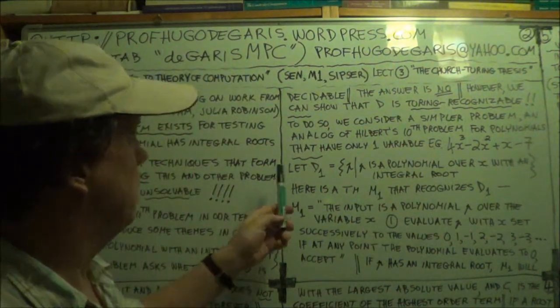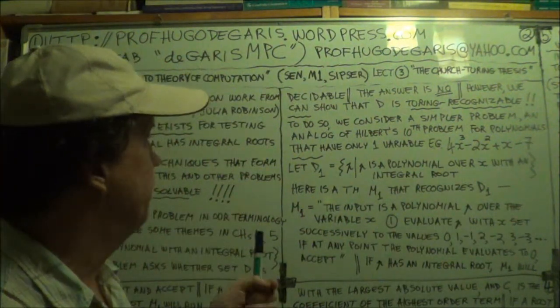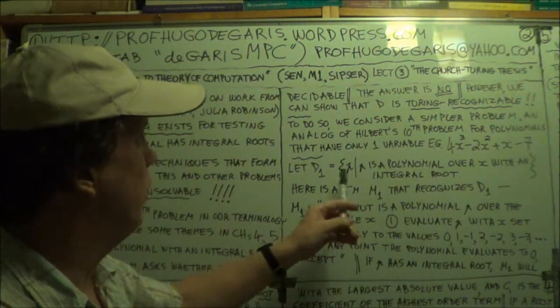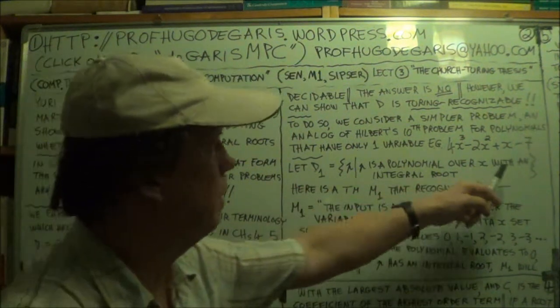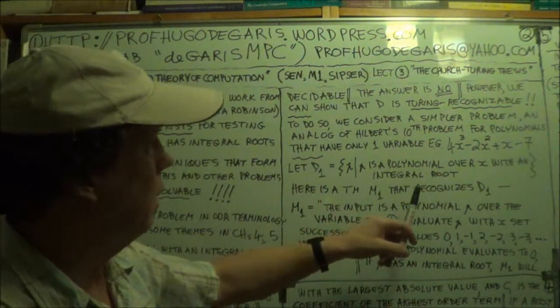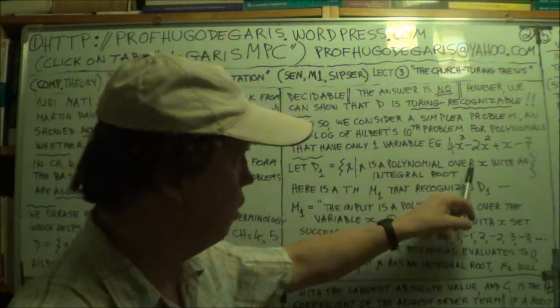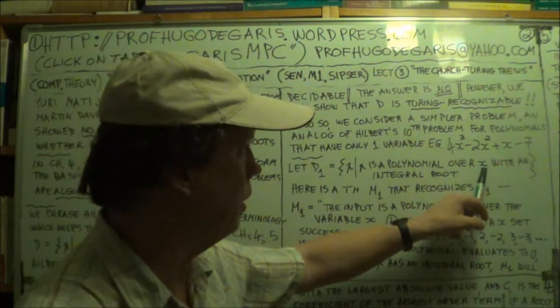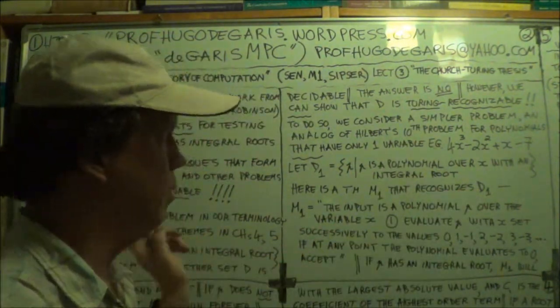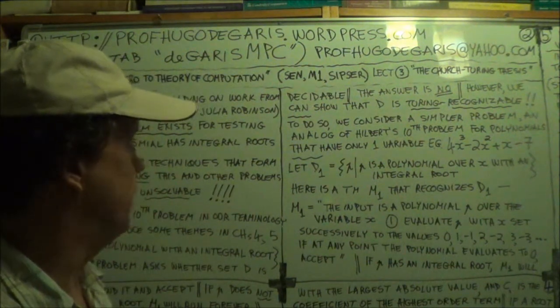All right, so let's take this. We're going to have a simpler language now. We'll call it D1 rather than D. The simplification is that the polynomial now is just over one variable. We'll call it x, just over one variable, whereas before it was an arbitrary number of variables.